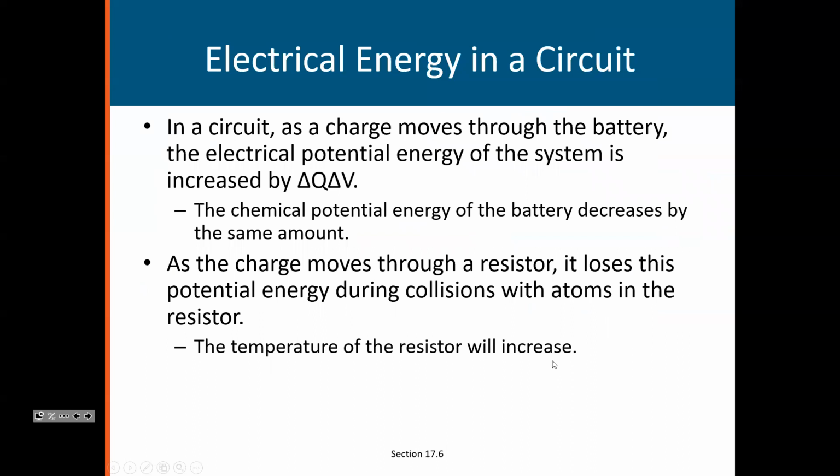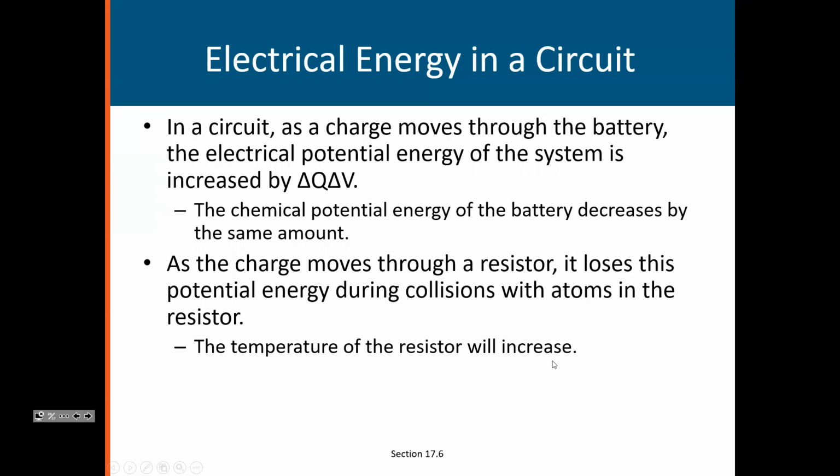Now the next section is about electrical energy in a circuit. In a closed circuit connected to a battery, a source of power, there will be a current. Current means charges are flowing. As the charges move through the circuit, through the battery first, what happens when the charges are collected at the positive end of the battery?